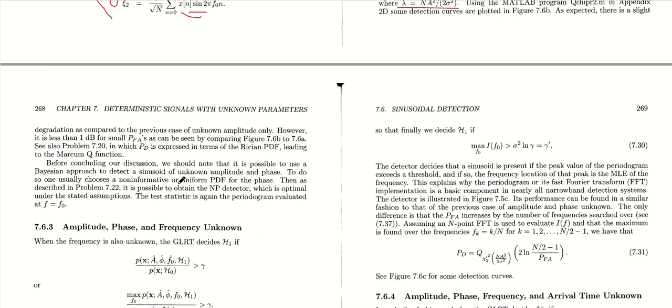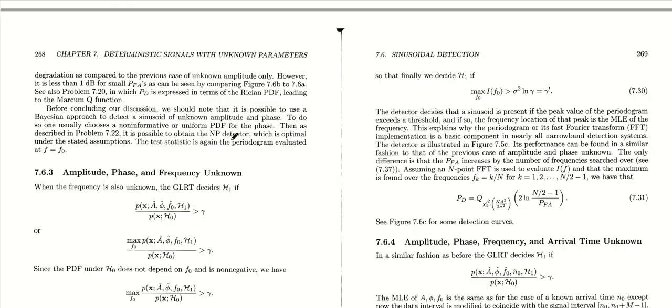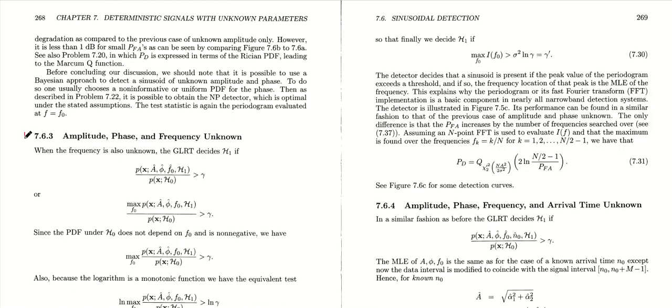Okay, so we start the next session. We're going to 7.63. So continue with the sinusoidal signal model. Now we have amplitude, phase, and frequency unknown.